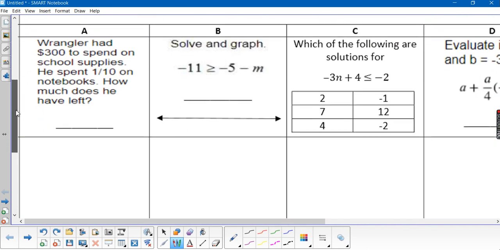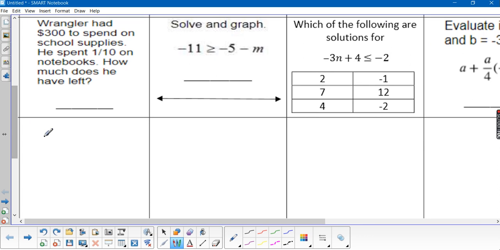Let's go here. Good deal. Here we go. It says Wrangler had $300 to spend on school supplies. He spent 1/10 on notebooks. How much does he have left?